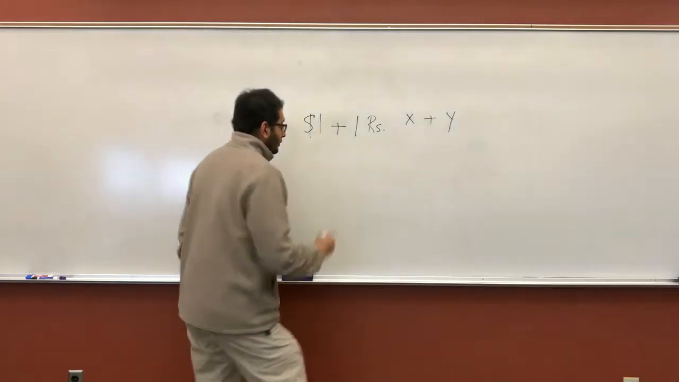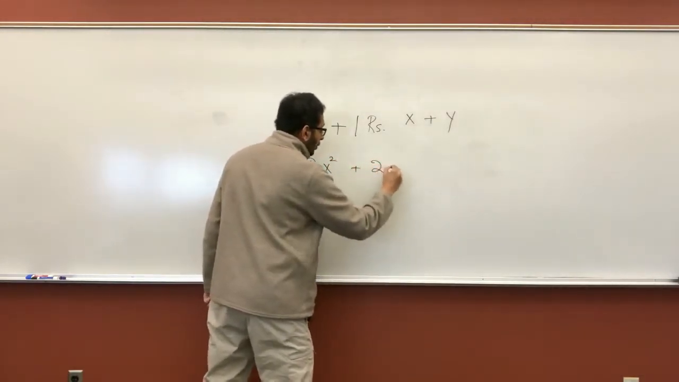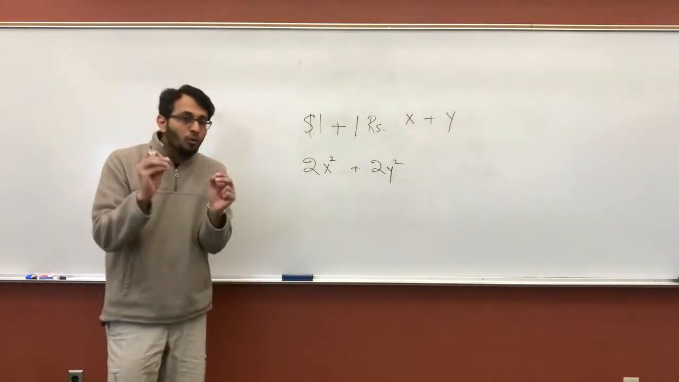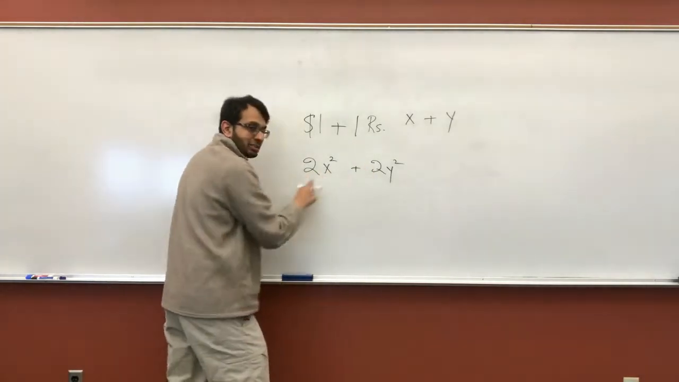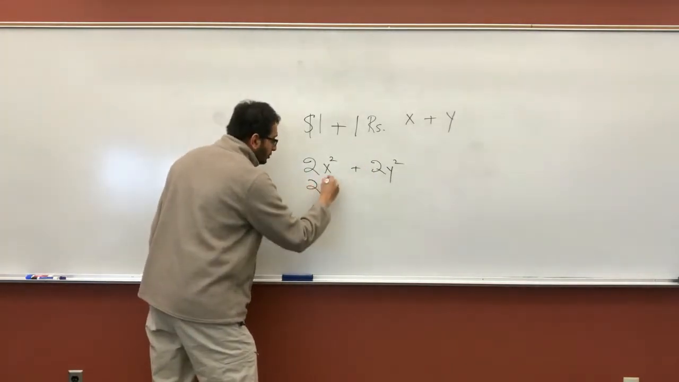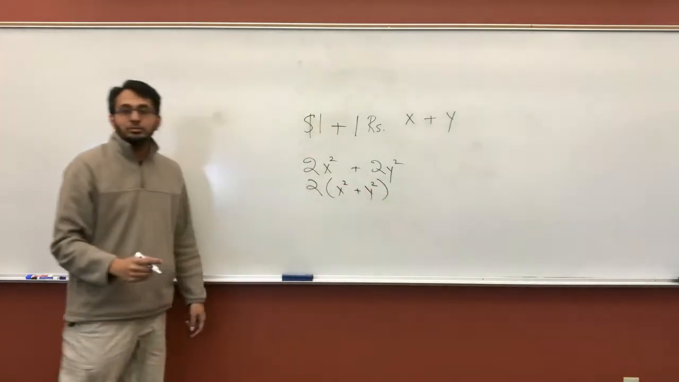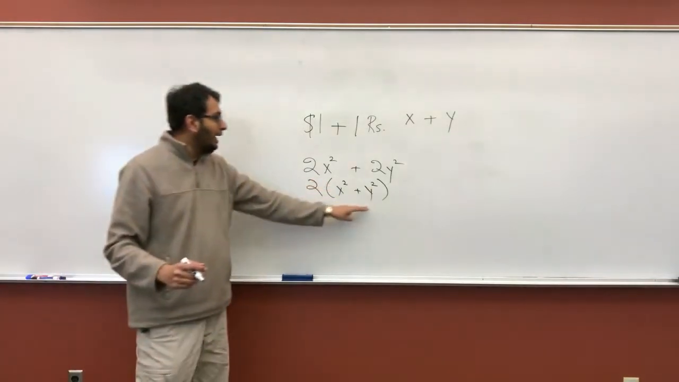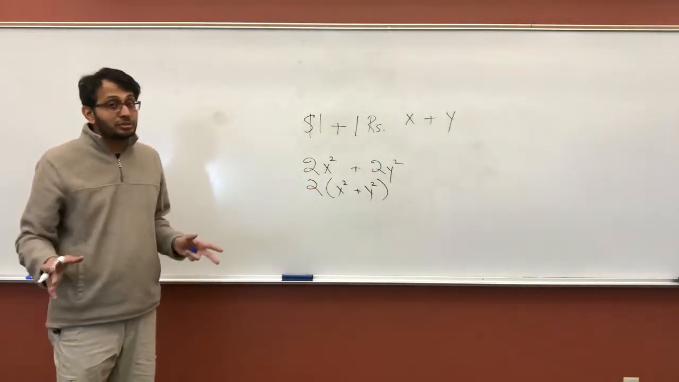Very similarly, 2x squared plus 2y squared, you cannot add them. The only thing you can do is, since 2 is a common factor, you can write 2 outside the parentheses, and you can write x squared plus y squared inside the parentheses. That's all you can do. But you cannot add x and y, because they're different. You can't add different stuff.